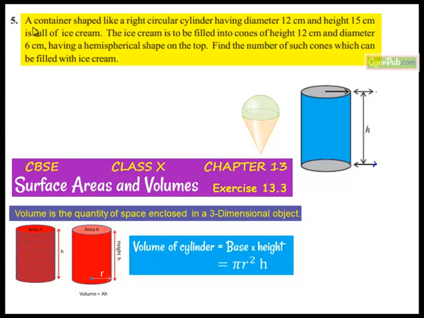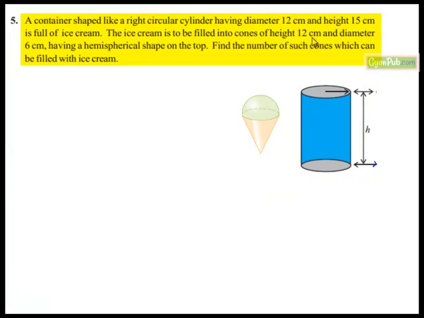Now coming to the fifth question: a container shaped like a right circular cylinder having diameter of 12 centimeters and height 15 centimeters is full of ice cream. The ice cream is to be filled into cones of height 12 centimeters and diameter 6 centimeters, having hemispherical shape on the top. Find the number of such cones which can be filled with the ice cream.